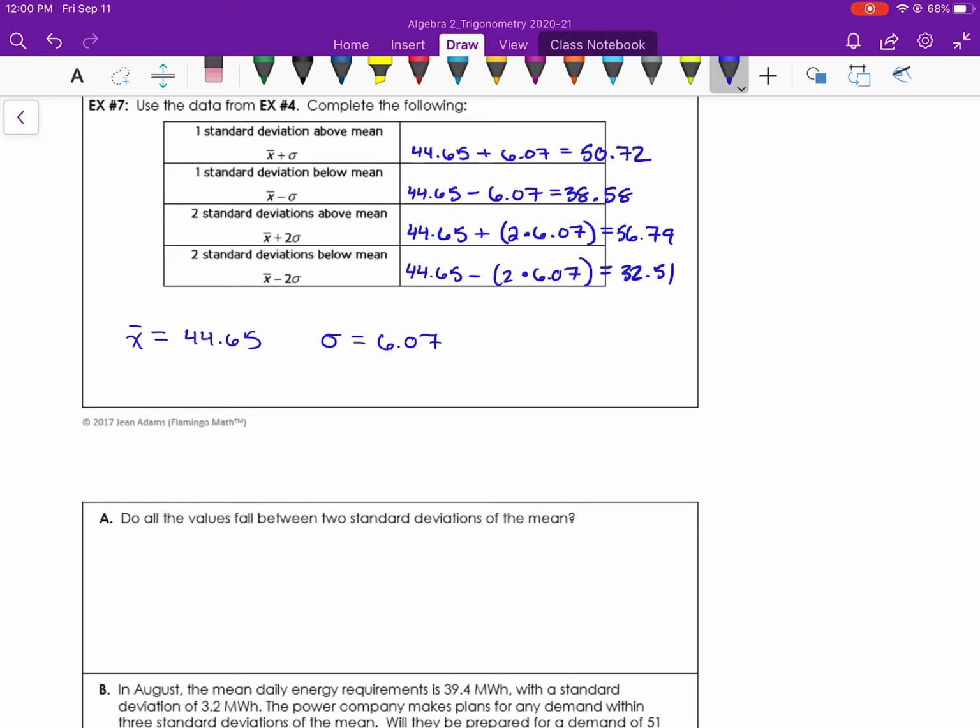All right. So I'm going to look down to part A, and it says, do all the values fall between 2 standard deviations of the mean? That means all of our data points from example 4 have to lie within here. That's basically what it's asking for numbers for part A.